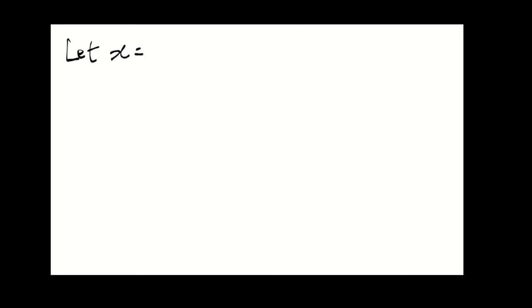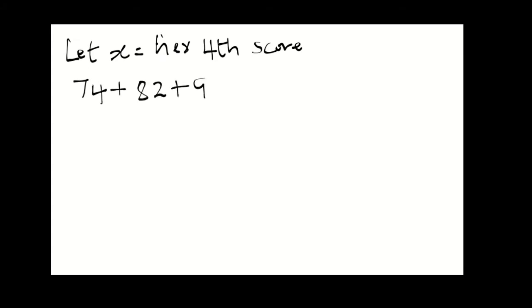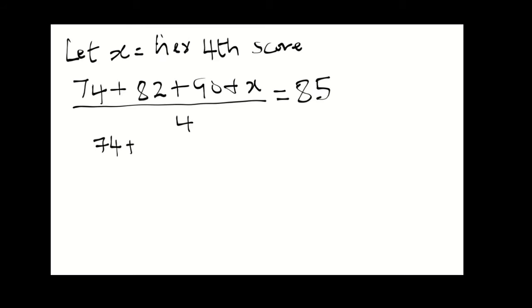So we can write an equation to let a variable represent her 4th test. Yeah, so we say let x equal her 4th test, or her 4th score, or what she scored in the 4th test, however you want to write it. So 74 plus 82 plus 90 plus x all over 4, because the number of tests is 4, equals 85. That is the average. So 74 plus 82 plus 90 plus x equals 85 multiplied by 4.